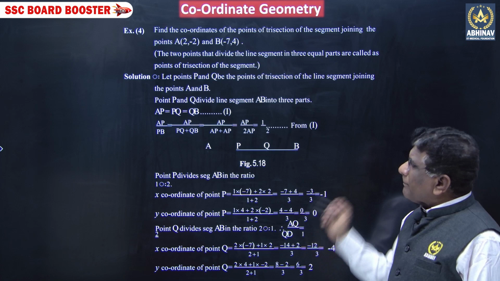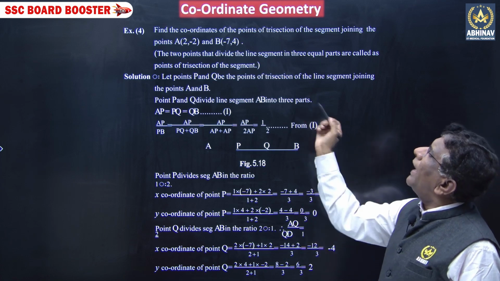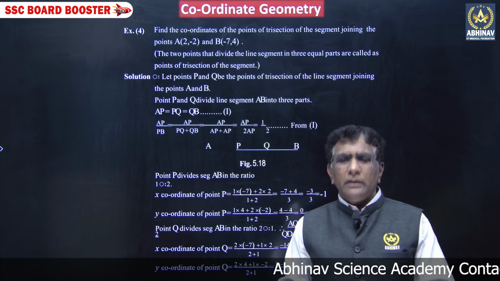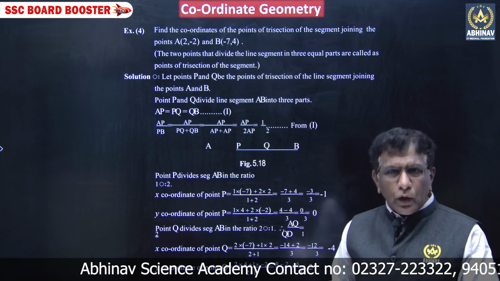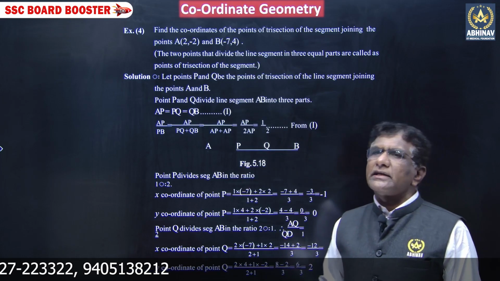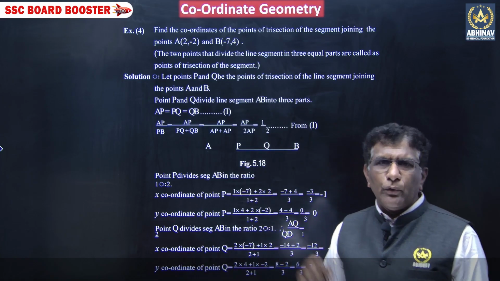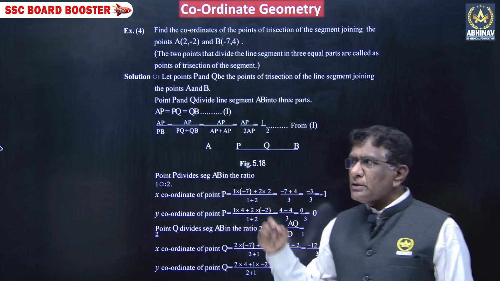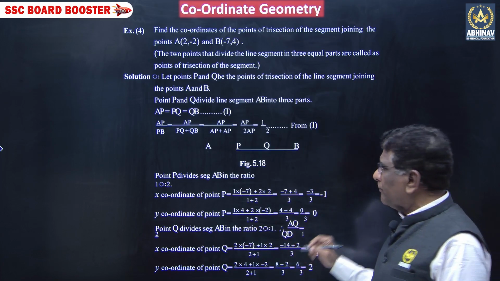This is one of the solved examples, and it is an example where a line segment is given and it is trisected equally, and then we have to find the coordinates of the two points, that is P and Q. This is one of the examples given in the textbook. So go through this thoroughly also.